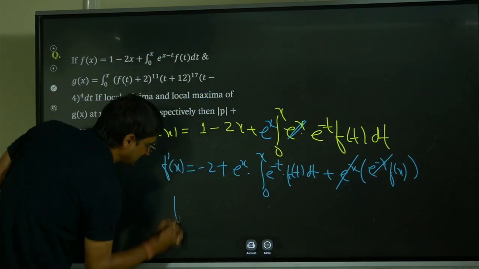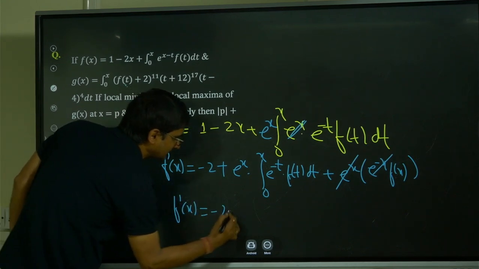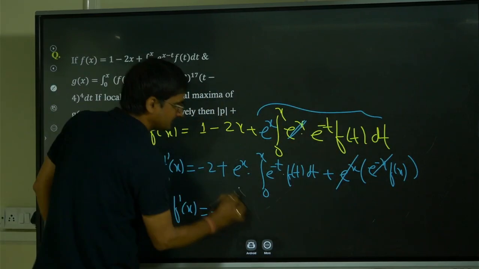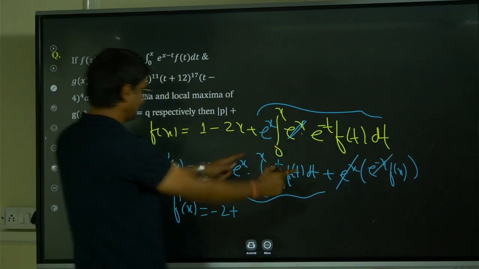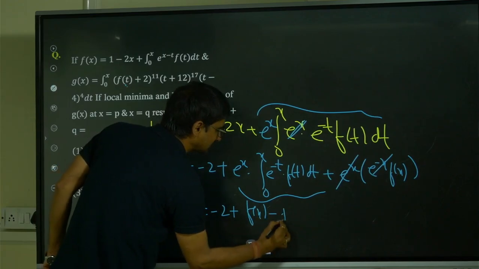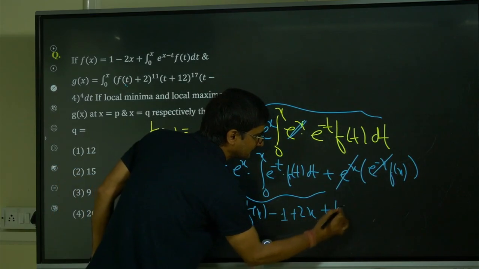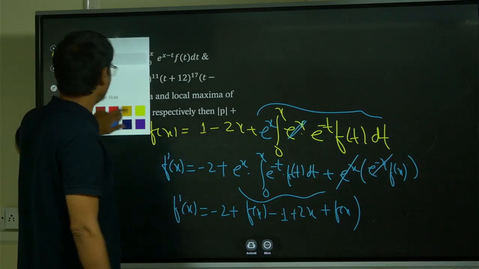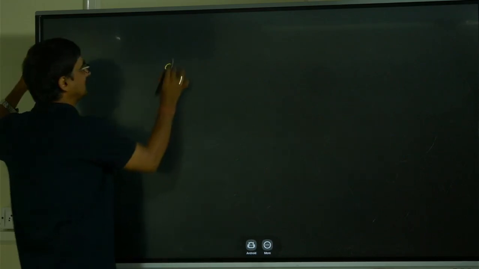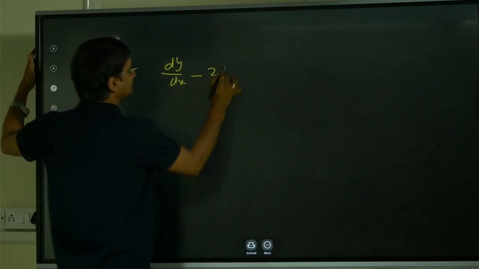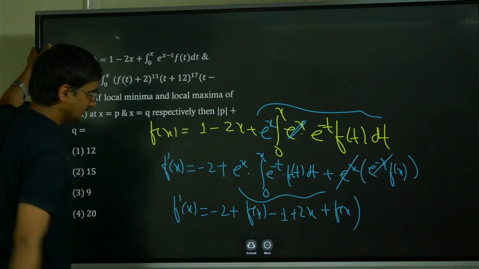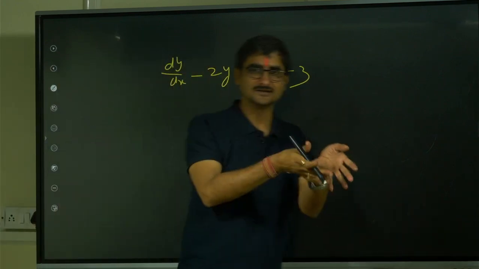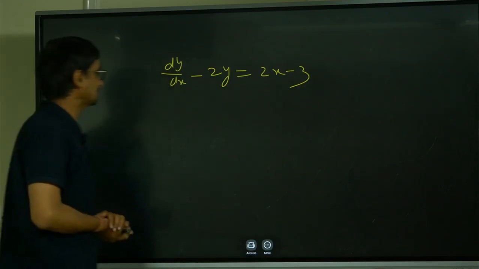So f dash x is equal to -2 plus, we can replace it from here. This is the entire thing we have here. So it is plus f of x minus 1 plus 2x plus f of x, and that's it. So dy by dx, we came across something like a linear differential equation, isn't that? dy by dx minus 2y is equal to 2x minus 3. Integrating, a simple LDE, we can easily integrate and get the answer.